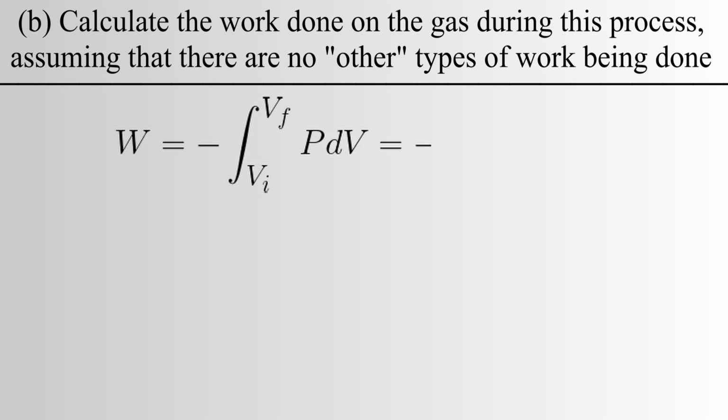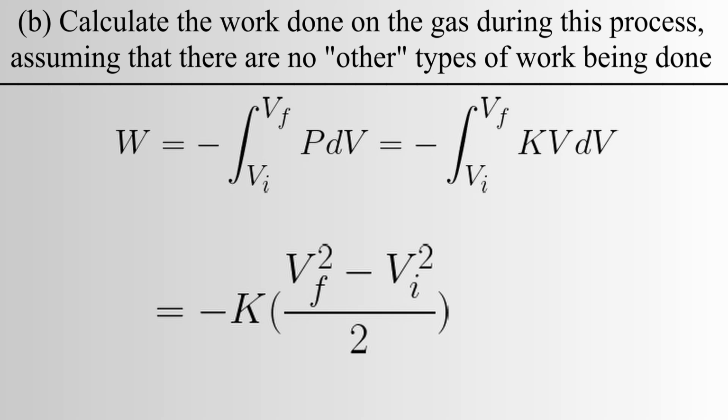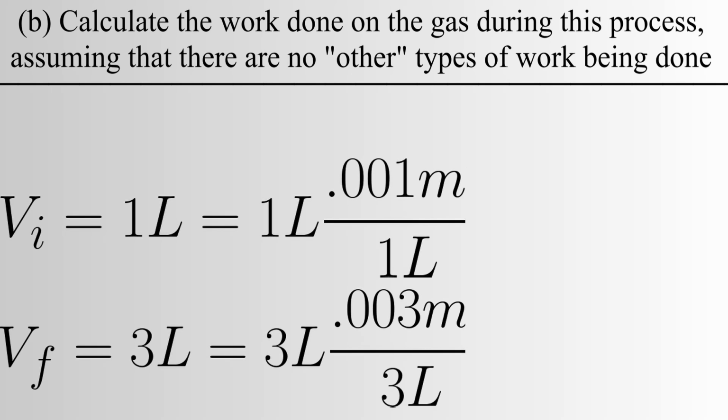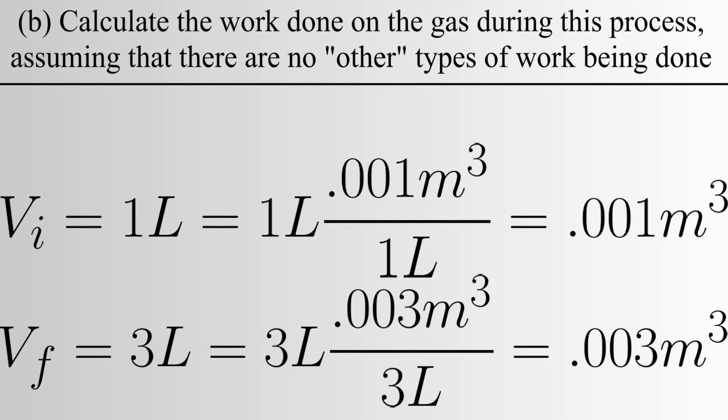Now we will substitute K V for P as we did in part A. We can now pull out the K and solve this integral. The result will be negative K times V final squared minus V initial squared over 2. Now we have to take our initial volume, which was 1 liter, and convert it into meters cubed. We will also take our final volume, which was 3 liters, and convert it into meters cubed, and we will get that those are 0.001 meters cubed and 0.003 meters cubed, respectively.